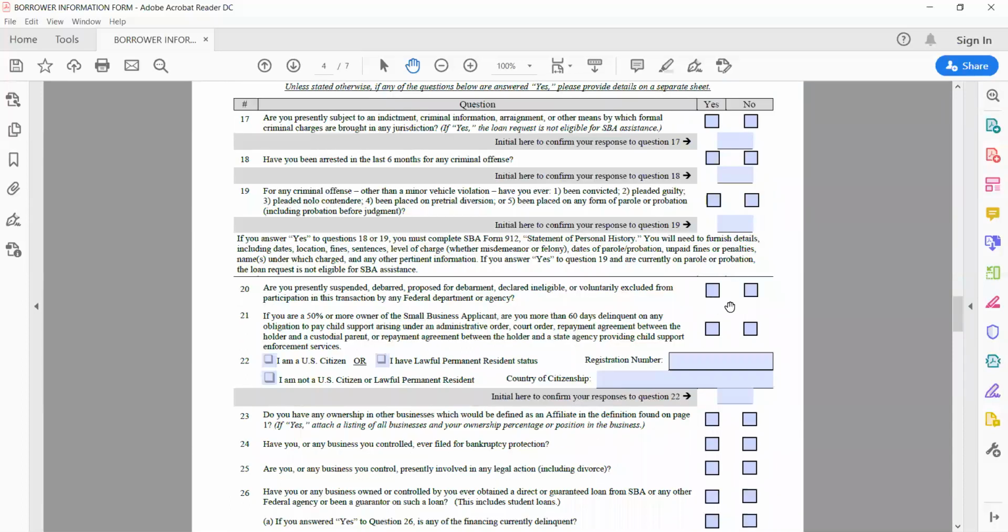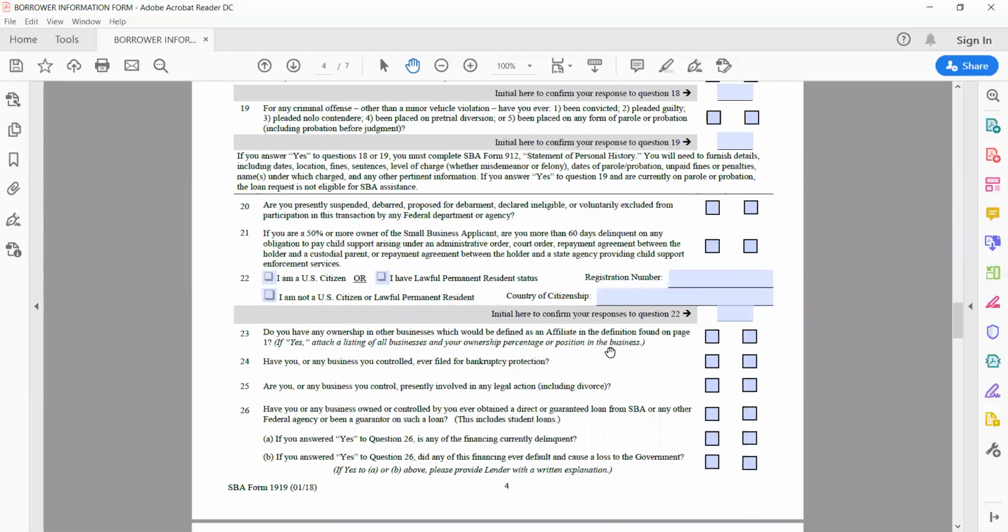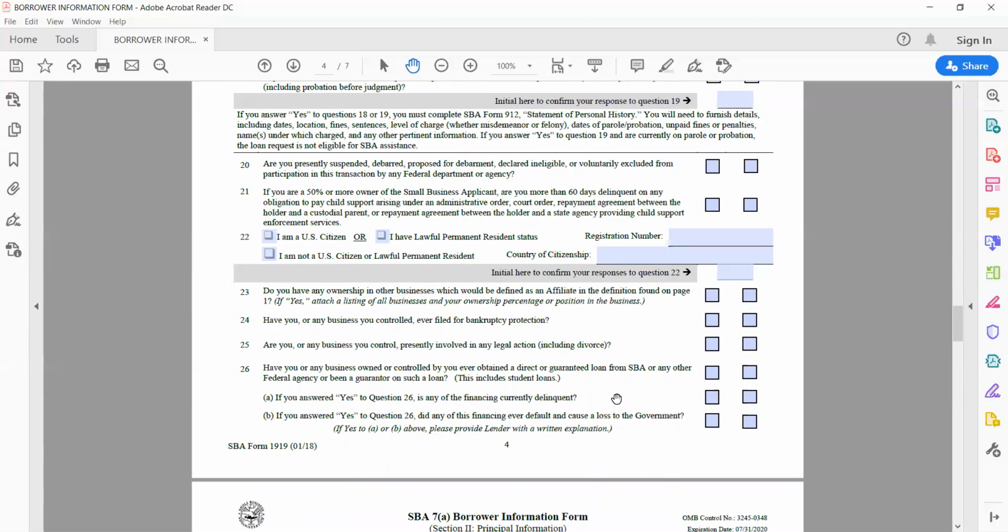Some additional yes or no questions. Are you a U.S. citizen or a permanent resident? That information's here. Important here, this is child support or other administrative order. If there are other payments that you're making on behalf of a court order, be sure to choose whether you're delinquent or not.